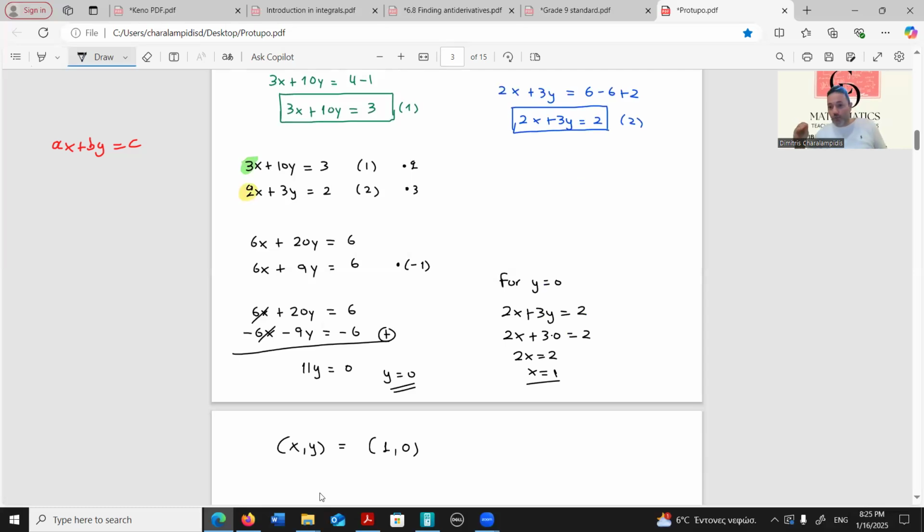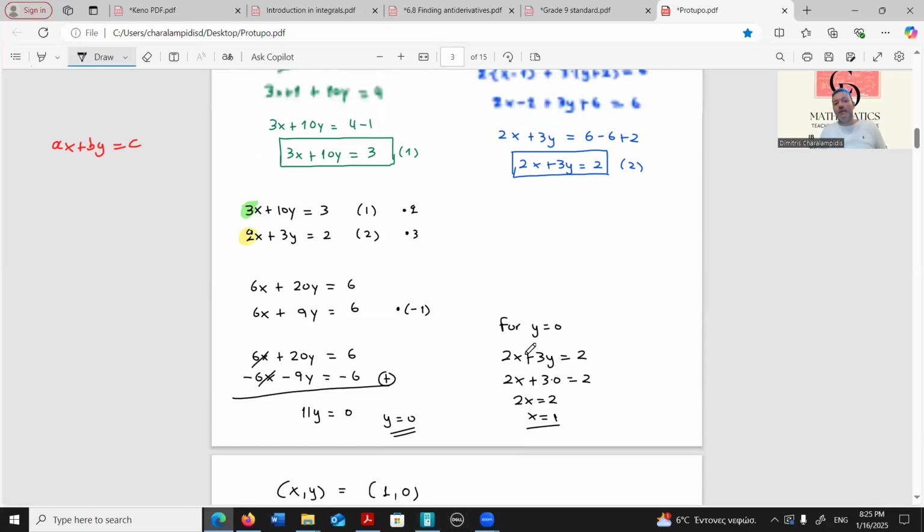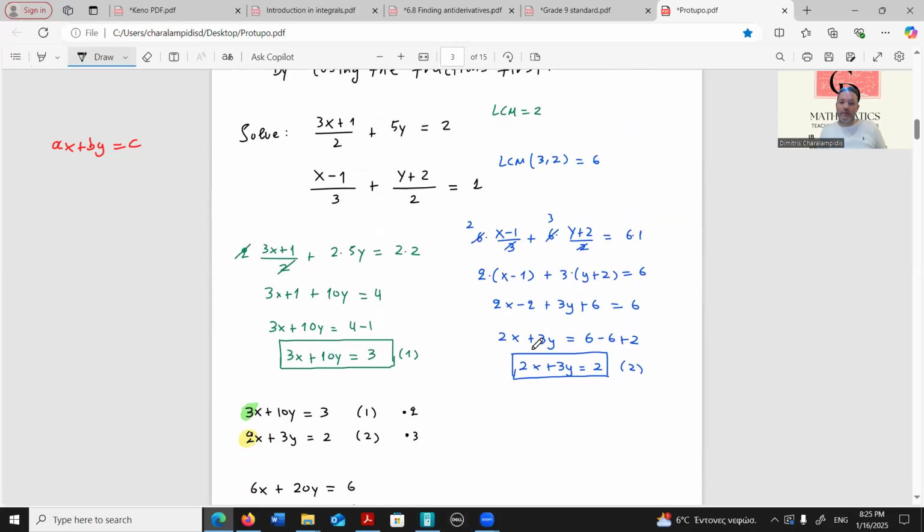What should we keep from this video? That in order to get rid of the fractions in the very first preparation step, we multiply each equation separately by the LCM of its corresponding denominators. That was all. I hope I did help you sort this out.